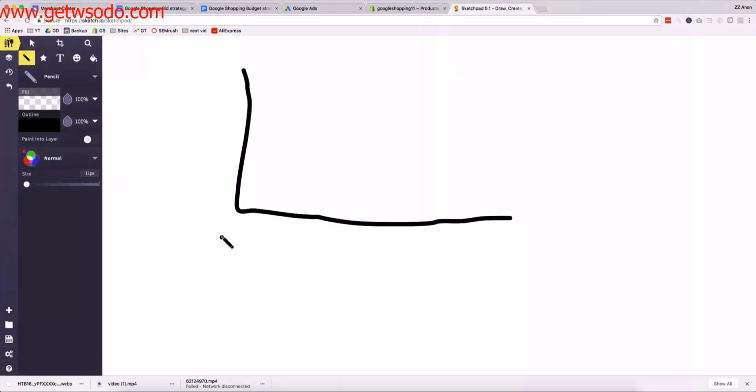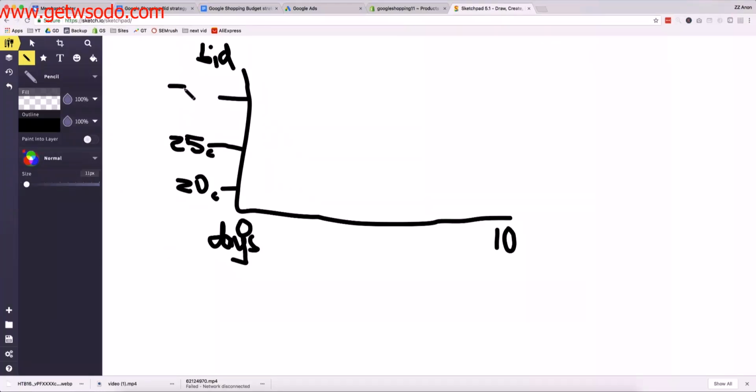On the bottom, we'll put days. This is 0, and this is 10 days, say, and up here is the bid. Say this is 20 cents, 25 cents, 30 cents.